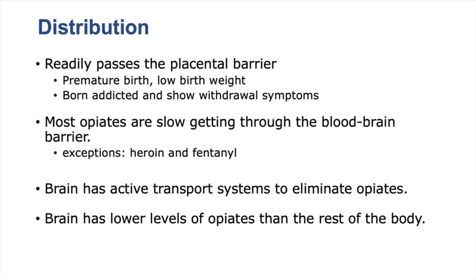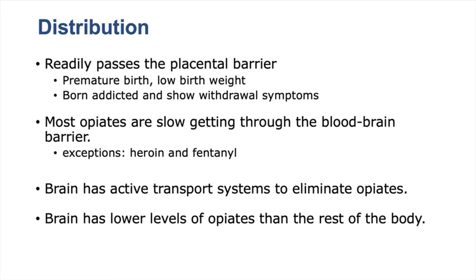Most opioids are fairly slow getting through the blood-brain barrier. The exception for this is heroin and fentanyl. This is why an epidural is going to be much more fast onset, right? Because we're bypassing the blood-brain barrier, going directly into the CSF. Heroin and fentanyl have such a high lipid solubility that the blood-brain barrier is not as effective at keeping them out. The brain has an active transport system to eliminate opiates.